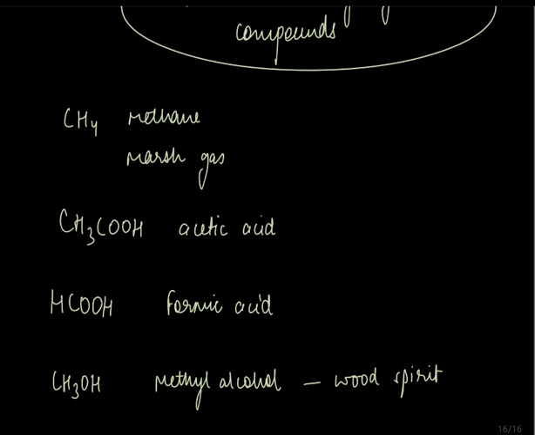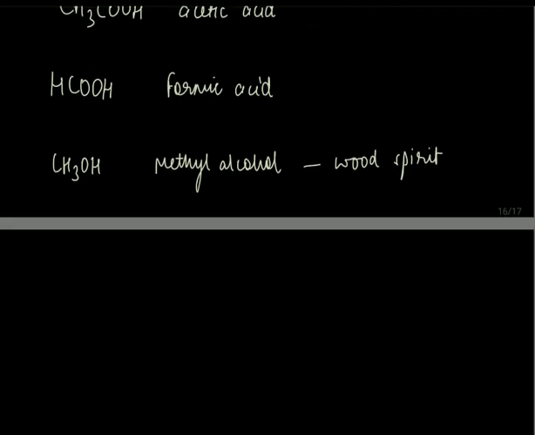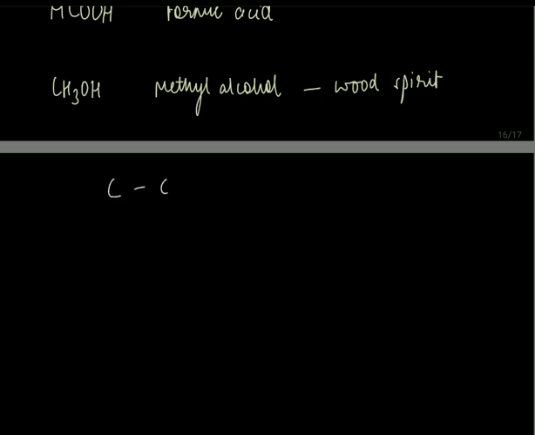Now, this part I might have covered before also. If you're writing butane, it's a straight chain, there are no branches. So this is called N-butane. N stands for normal, straight chain.